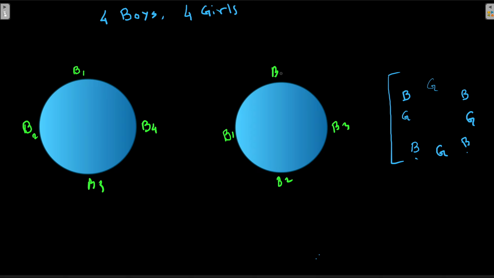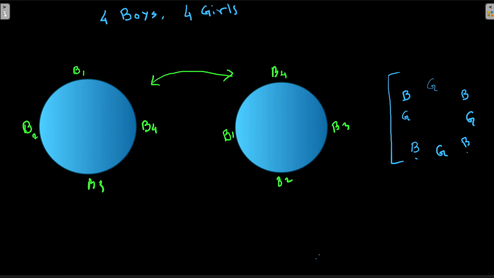Now suppose they are sitting in this arrangement: B1 is sitting here on this side of the table, B2 here, B3 here, B4 here. Are these two arrangements different? The answer is no, these two arrangements are not different. Why? Because on the right of B1, B2 is sitting, on the right of B2, B3 is sitting, on the right of B3, B4 is sitting, and so on. It is just a circular shift. B1 has come in the position of B2, B2 has come in the position of B3, and so on. Therefore these two arrangements are not considered different.